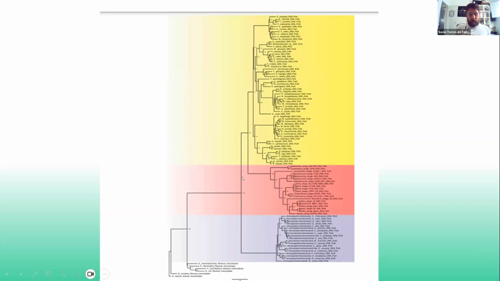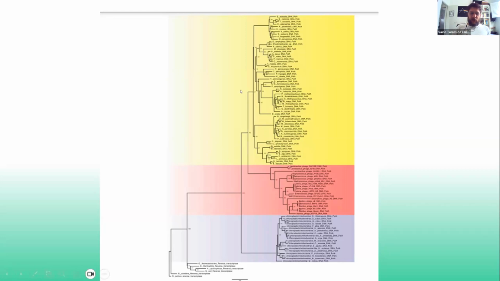So when you look at the distribution, the first group to diversify in the family A is composed only of family A DNA polymerases of the mitochondria. The second group to diversify is composed only of viruses.